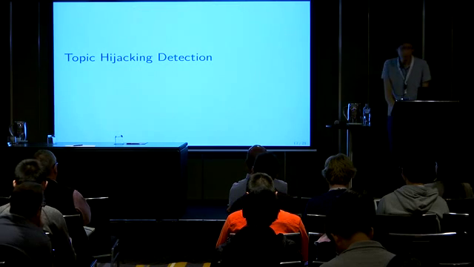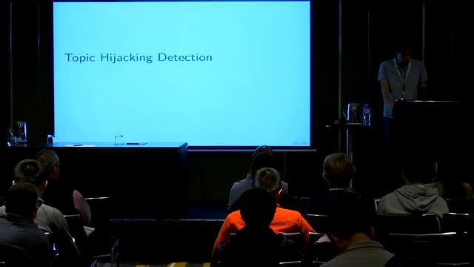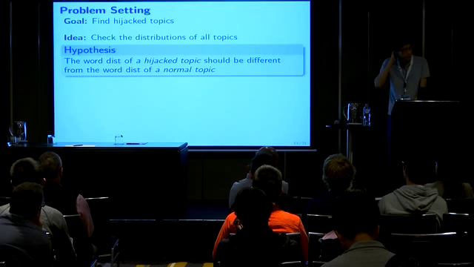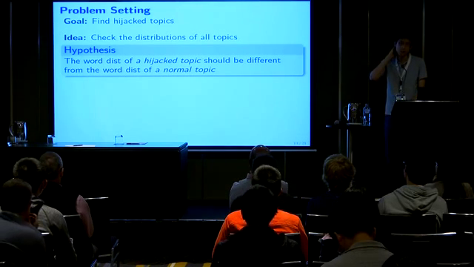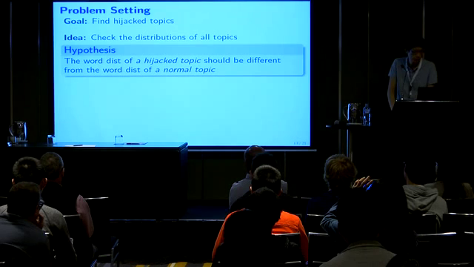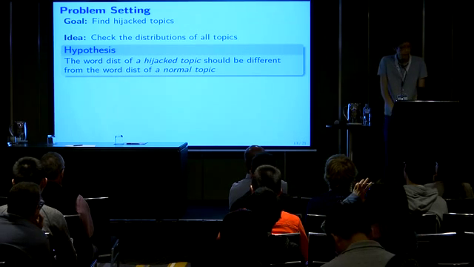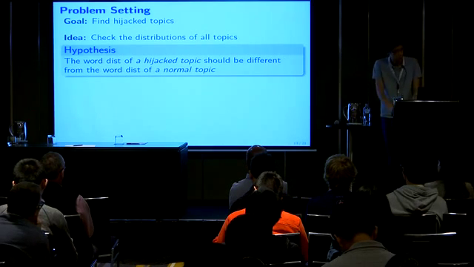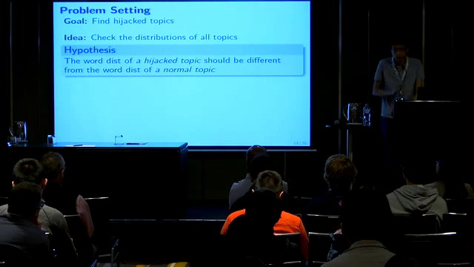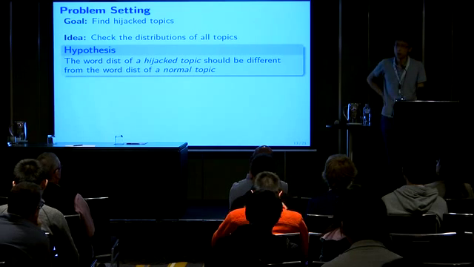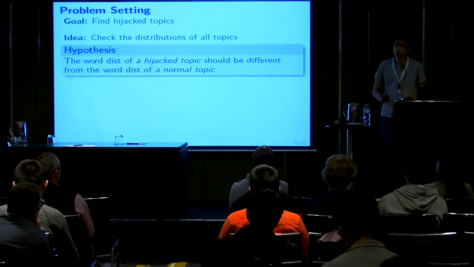Now we would like to talk about the second contribution. Let me remind us that the problem here is that there are some spam topics, so we need to eliminate them. The goal here is to find hijacking topics, spamming topics. The idea is checking the distribution of all topics. This idea comes from our hypothesis: the word distribution of a hijack topic should be different from the word distribution of a normal topic, because the hijack topic is generated by a non-human, so there should be some difference.